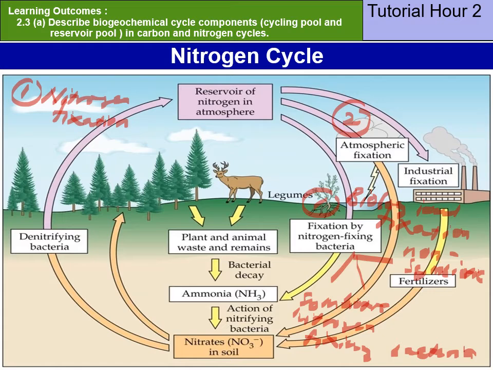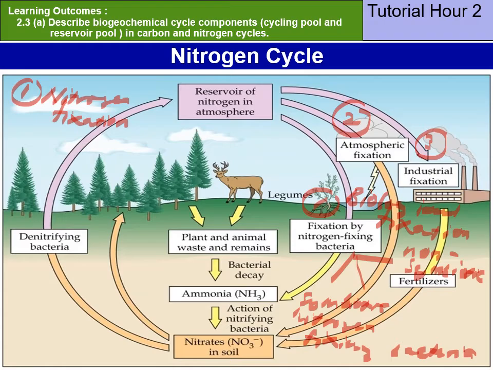Electrical discharges that occur during lightning can cause free nitrogen in the atmosphere to be oxidized directly into nitrogen dioxide. These then dissolve in rainwater, forming nitrous acid and nitric acid, which react with other compounds to form nitrate salt in the soil. The third is industrial fixation.